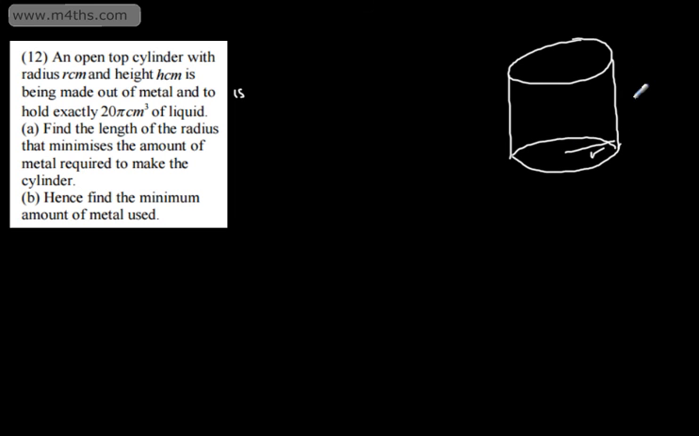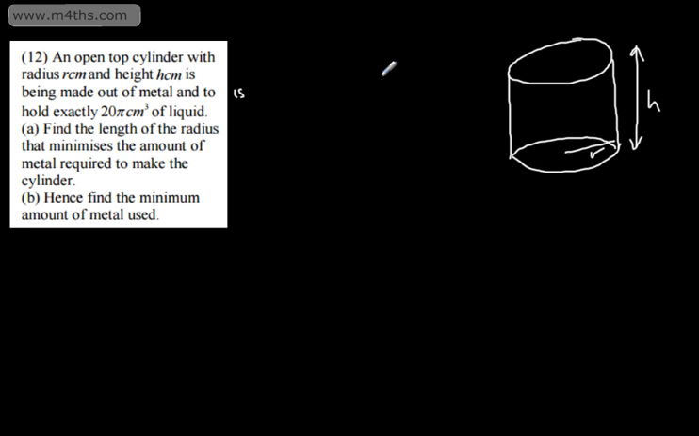What I'm going to do is just sketch this up. This one is slightly more challenging, but what we're going to do is some basic maths and a basic bit of manipulation. So here is my cylinder. Assume it's a right cylinder. So that length is R, that length is H, and now we have an open top.